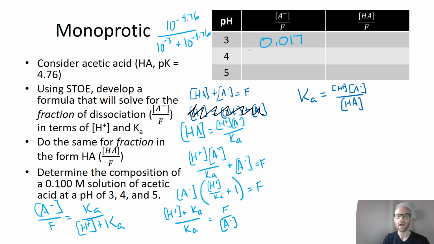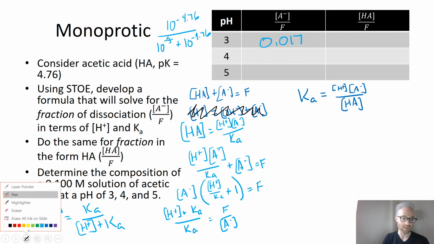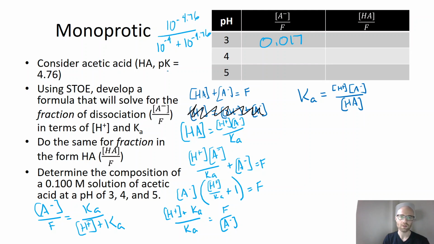If we plug in 10 to the negative fourth instead of 10 to the negative third with the same exact equation, as you might expect, it's the same numerator and the same part here, where we took this number and decreased it. We went from 10 to the minus third to 10 to the minus fourth. The denominator goes down, so this number should go up, and it does. So if you grab a calculator, you should get 0.148 as your fraction. So now we're at 14%.